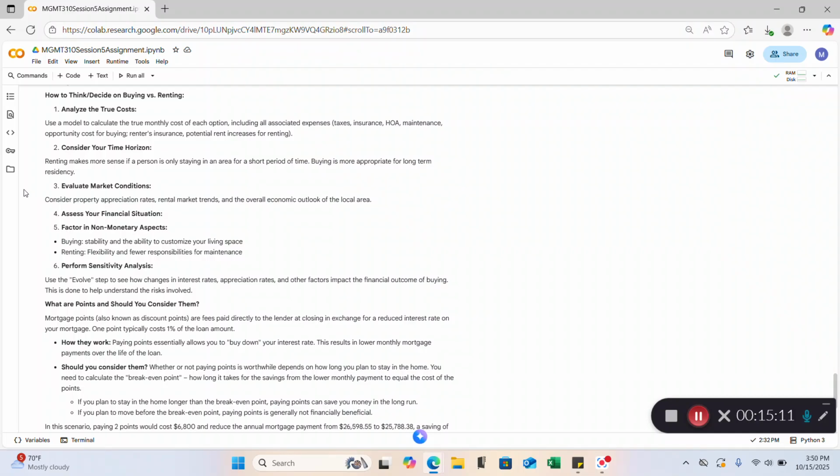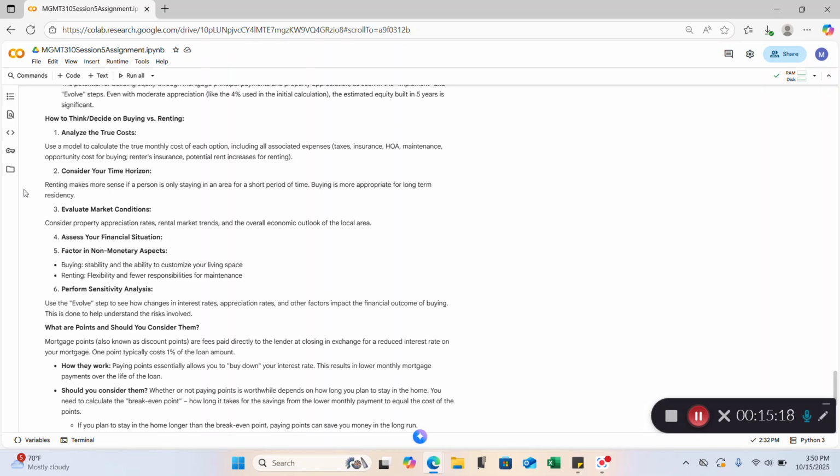However, now we can move on to how we think or decide on buying versus renting. There are a few steps you can take here; there are 6 of them listed. For example, the first one is to analyze the true costs of both scenarios, renting versus buying. Then we want to consider our time horizon, so basically, how long are we staying for a certain period of time? For example, if we're going to be renting, it makes sense that we'd be staying there for a short period of time, versus buying would be a lot more appropriate for a longer period of time, like over a lot of years.